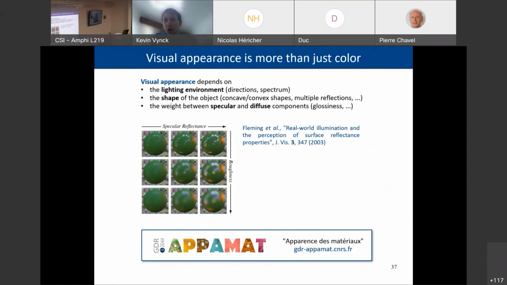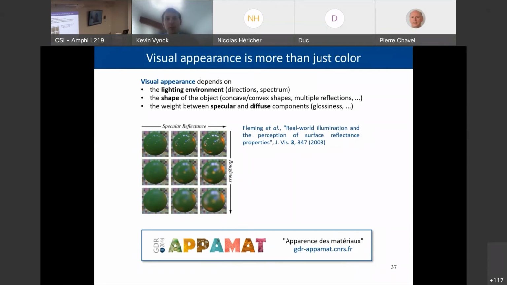Now, it's very nice to talk about colors, but we were interested more in the broader question, that is the visual appearance of the surface. The visual appearance of an object is not just its color. This is more complex. It depends on the lighting environment, so on where the light is coming from and the kind of light. It depends a lot on the shape of the object. You can have objects with multiple reflections, and this will be important for the visual appearance. And it depends a lot on the weight between the specular and the diffuse components.